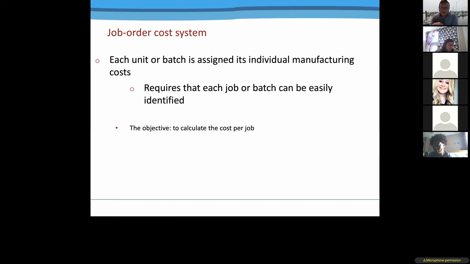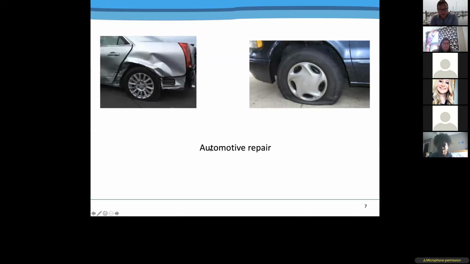So for each unit or each batch of units you are manufacturing, you accumulate all the cost. For what kind of things? So for example, for car repair, you can take a look at these 2 cars. This one is in a car collision, with a flat tire and a badly broken back right here. And this one is only a flat tire.